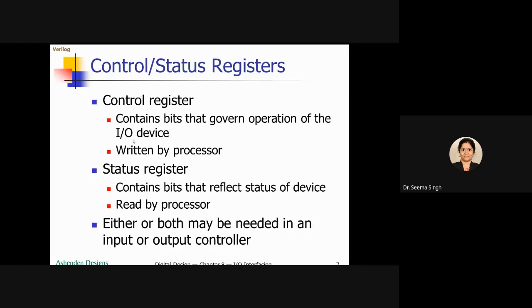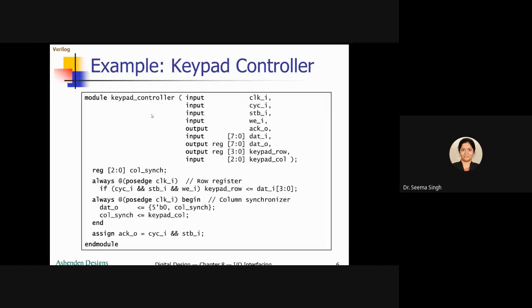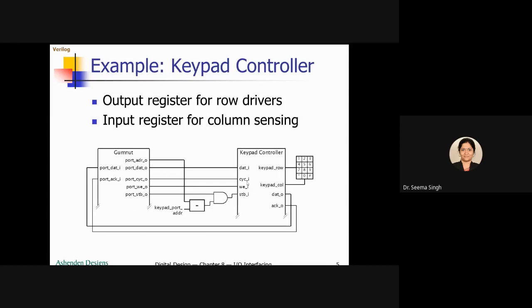So this is the control register. You have already seen how you are controlling. What are the control registers? All these were your control registers only, all this strobe and cycle. These two were your control registers only.